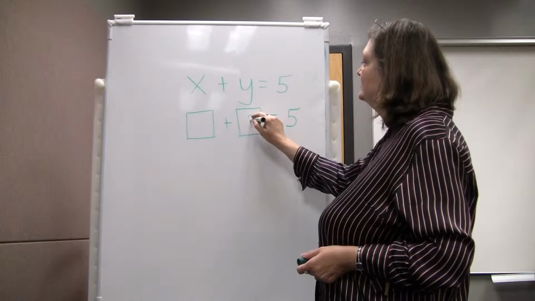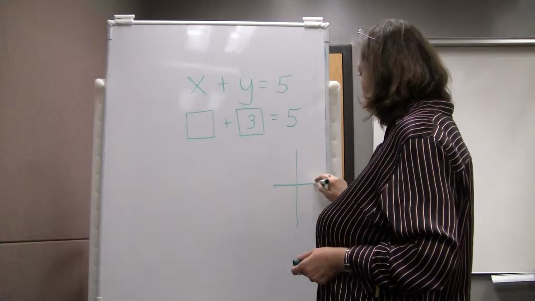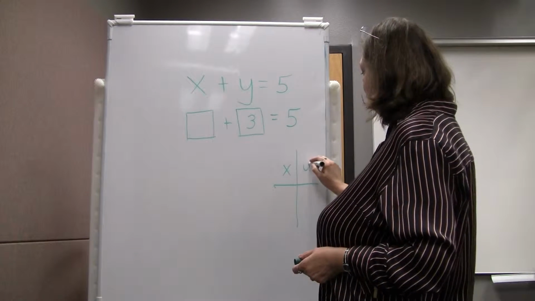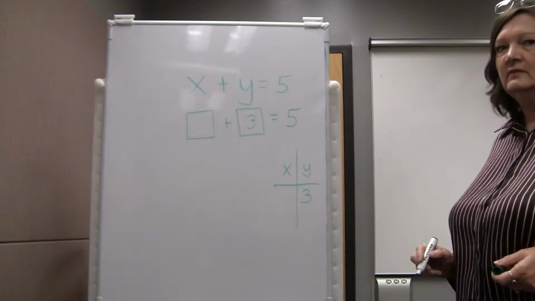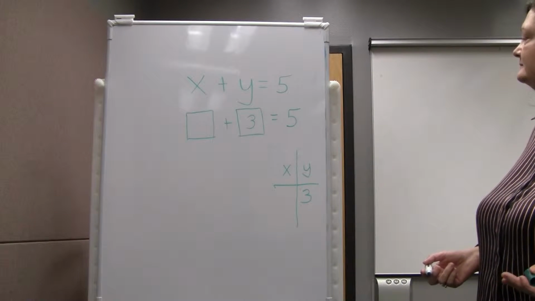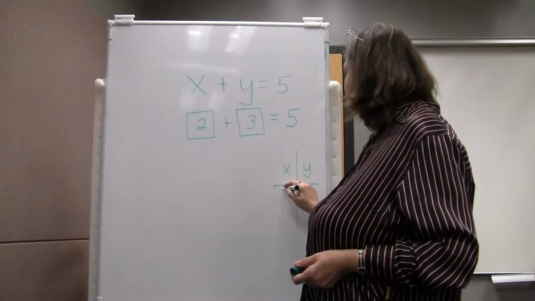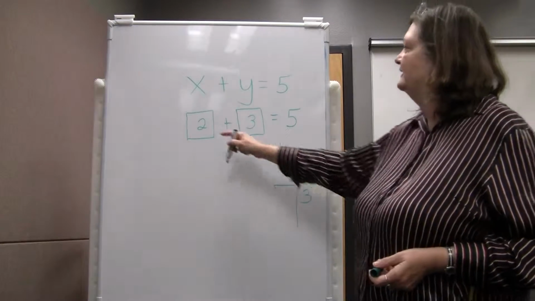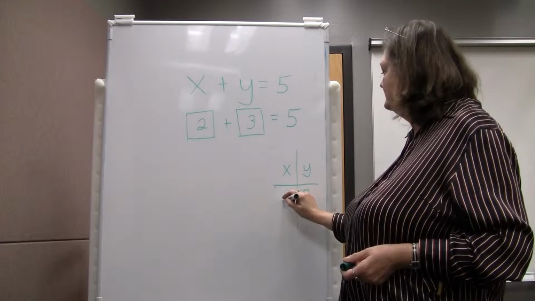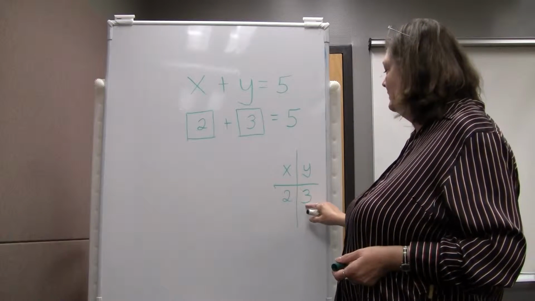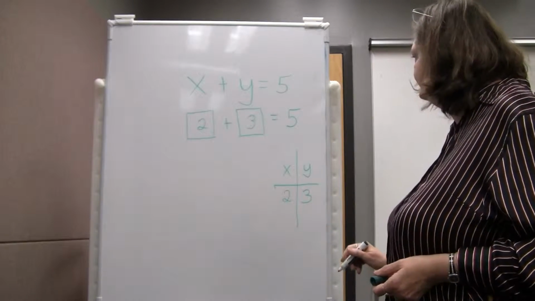Well, if y is 3, we're going to make our little xy chart right here, and y is 3, what does x have to be? Well, you can probably figure out that it's 2. So 2 plus 3 is 5. X is 2, y is 3. So we're going to write 2 over here. When x is 2, y has to be 3. When y is 3, x has to be 2.